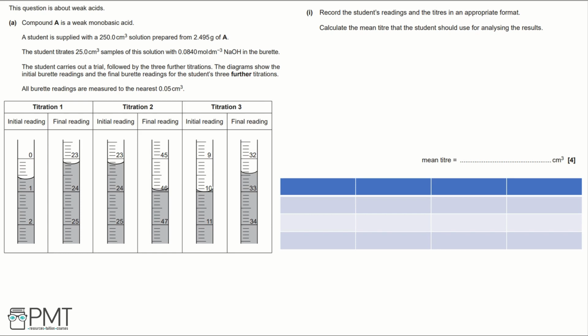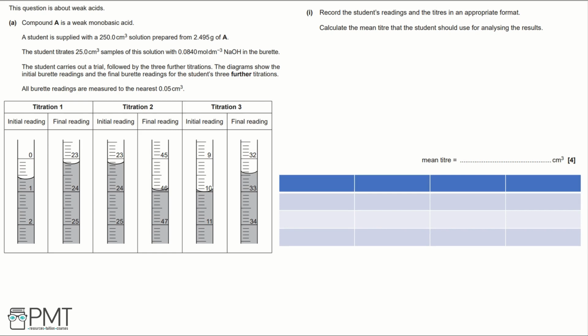The diagrams show the initial burette readings and the final burette readings for the student's 3 further titrations. All burette readings are measured to the nearest 0.05 centimeters cubed. Part 1. Record the student's readings and the titers in an appropriate format. Calculate the mean titer that the student should use for analysing the results.